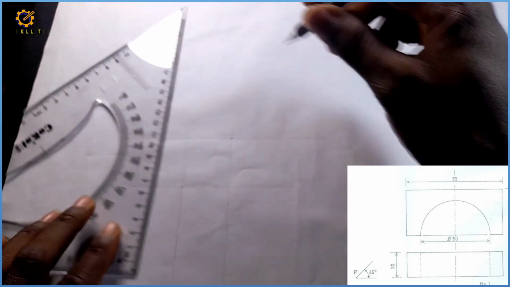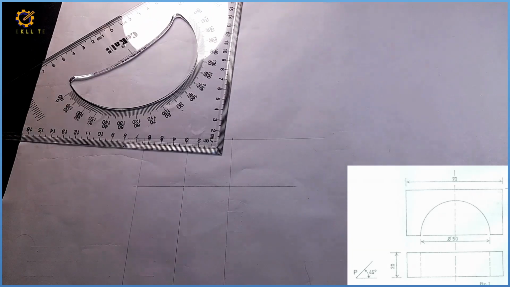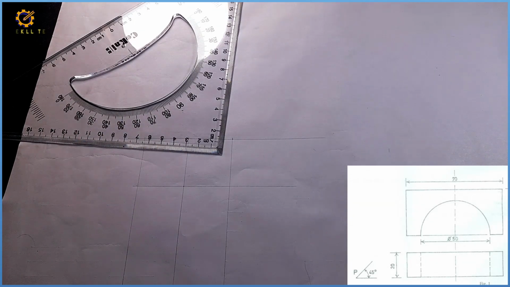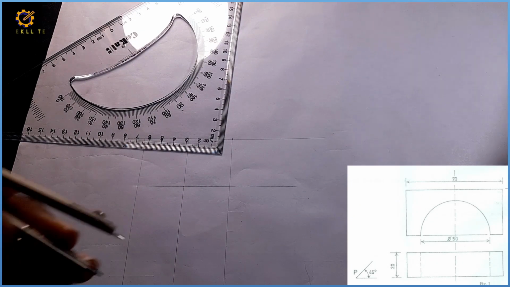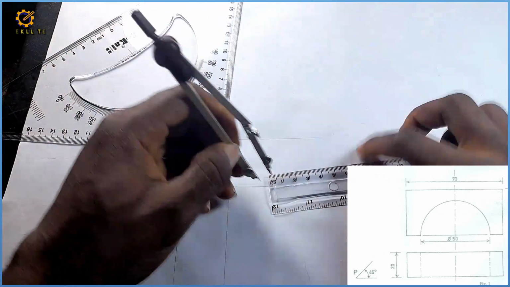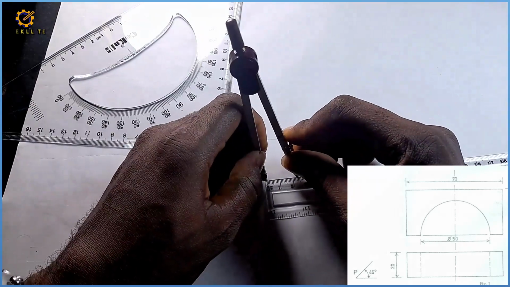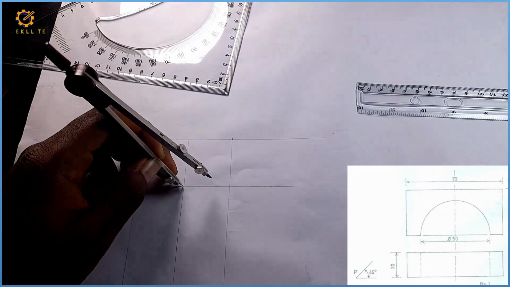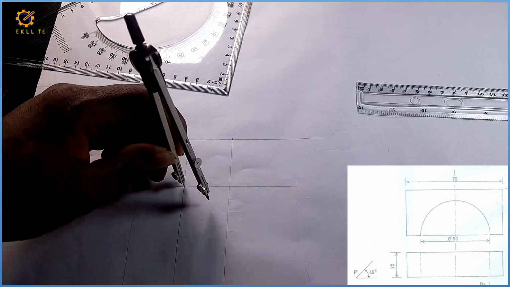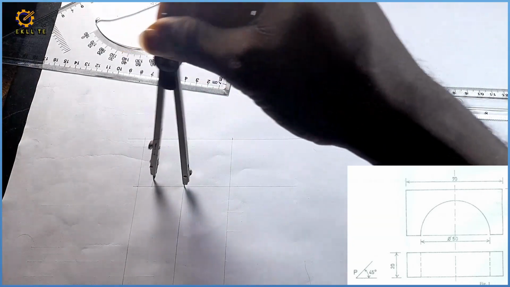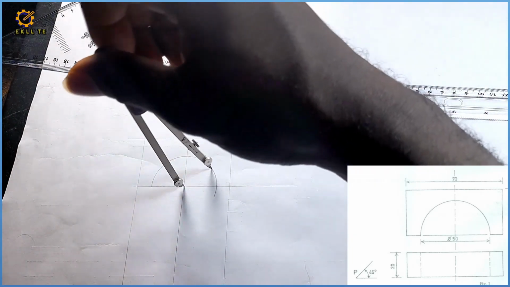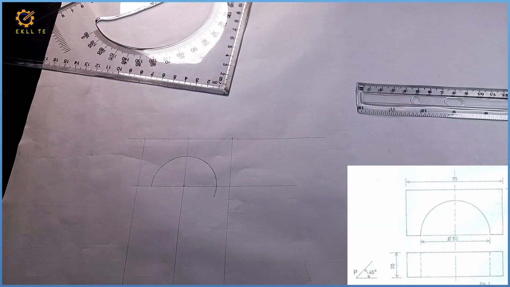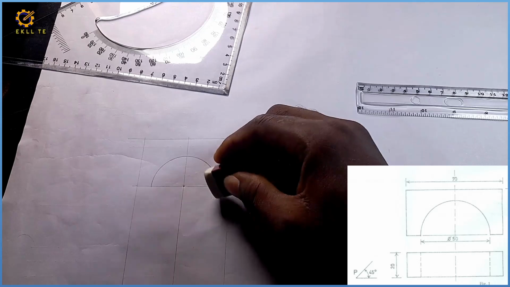Faintly, yes, faintly. After doing that, we are told that the semicircle right here has a diameter of 50. That will be a radius of 25. With my compass on my ruler, I measure a radius of 25. With radius 25 on my compass, I stand right here at this junction, then I draw this like this. Let me take away these excesses.